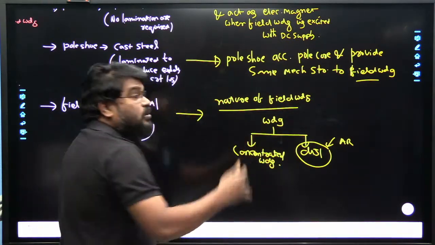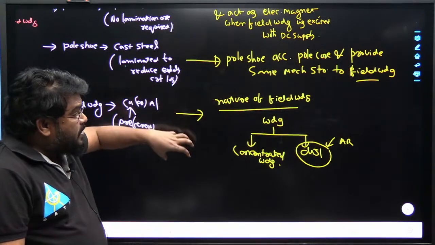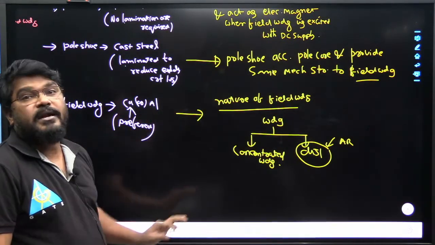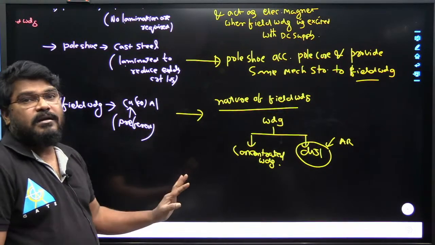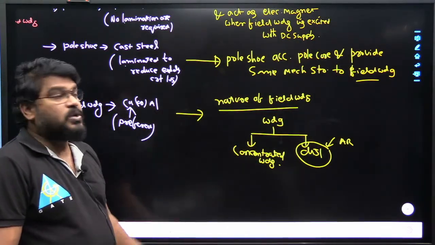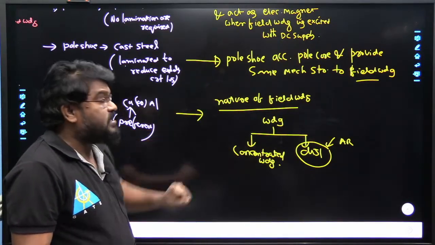So what is a concentrated winding? It means the total number of turns is placed at a particular place, or in a single slot of the core. That is known as a concentrated type winding. So the field winding is a concentrated winding.